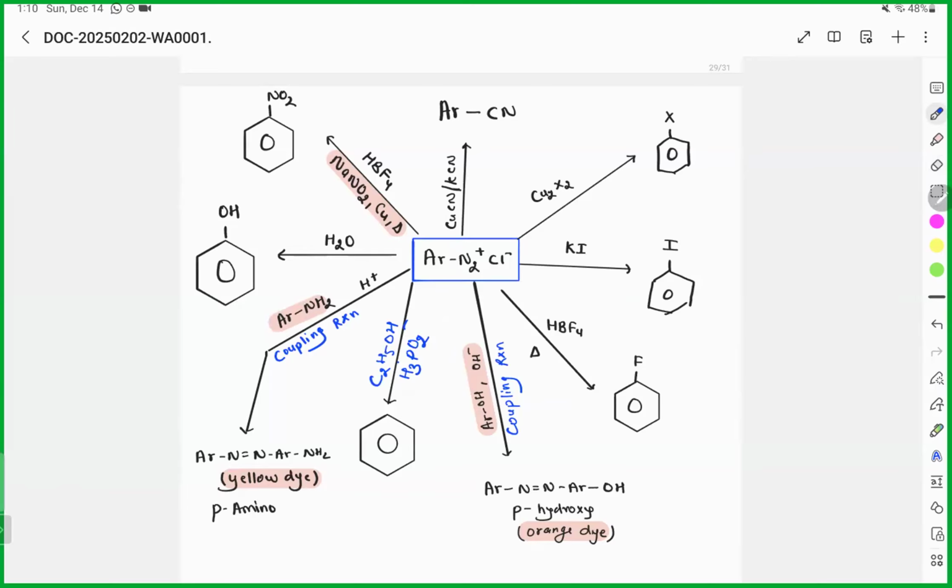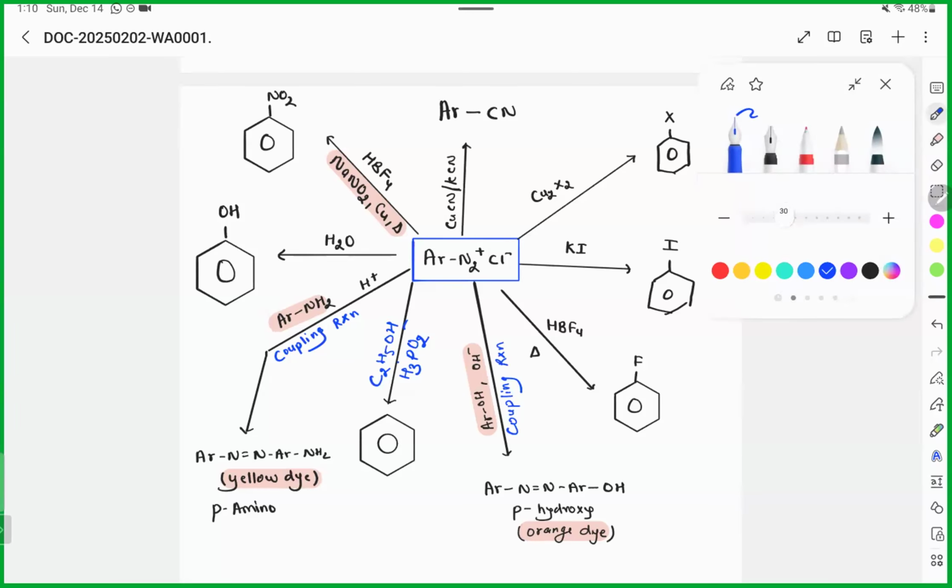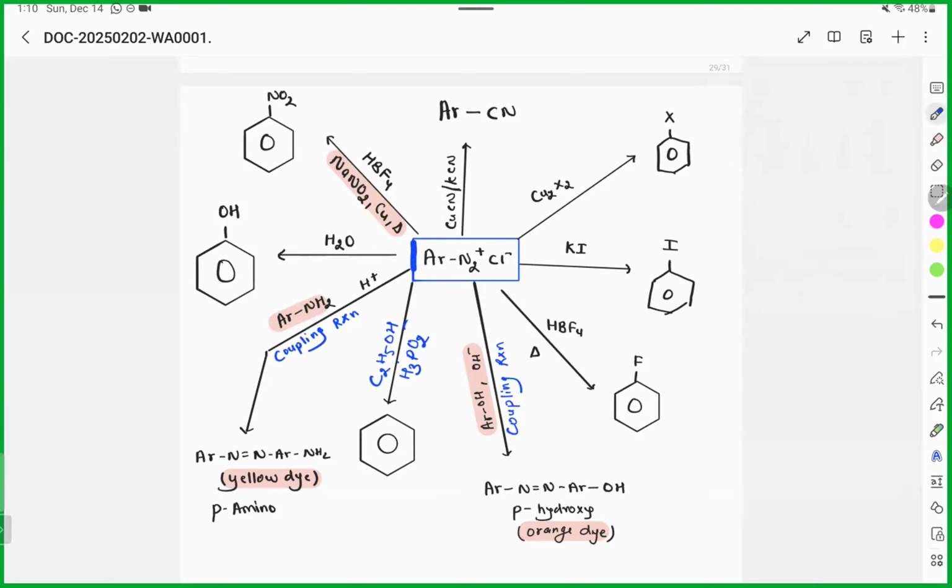You have to see what the influencing group is: an electron donating group or an electron withdrawing group. Then you know ortho para directing and meta directing. Understood? Yes, sir. So the azo part will get attached wherever it is directed. Anybody have a doubt? Let me know. Was it easy or difficult to understand?